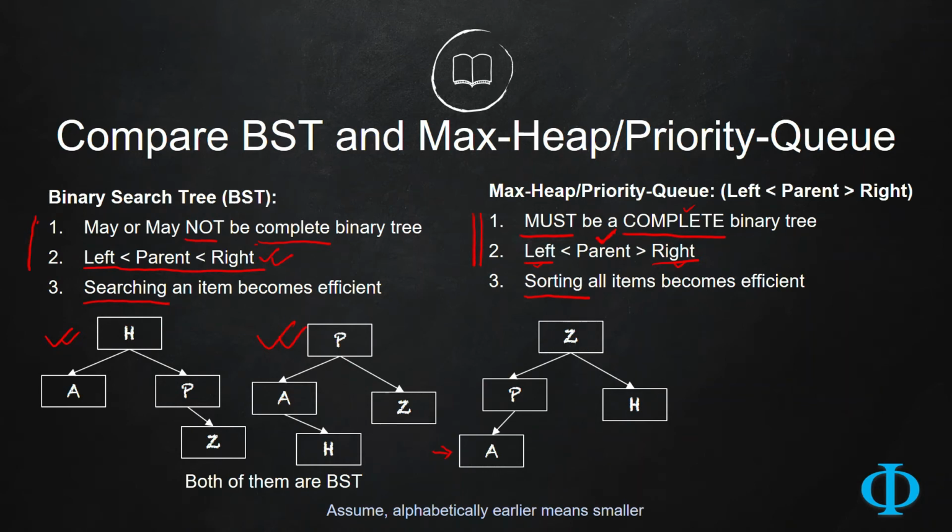On the other hand, the tree in the right hand side is basically a MaxHeap because here it follows both the properties. Parent is always greater than left and right, so at every level. For example, Z is greater than both P and H. Also, P is greater than its child A. So this property number 2 holds true.